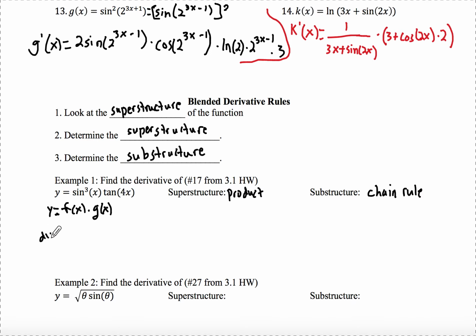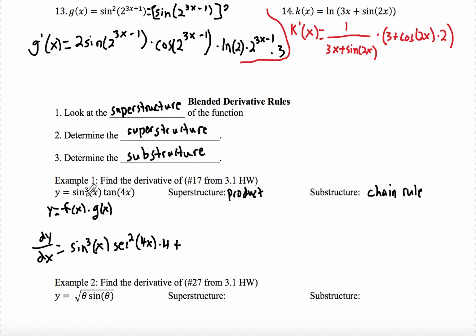So let's do that. dy dx. I notice my superstructure here is something times something else. So I start following the product rule. The product rule says keep the first times the derivative of the second. But like we said, the substructure is a chain rule, so the derivative of tangent is a chain rule. Secant squared, I take the derivative of the outside, keep the inside, times the derivative of the inside. So for my superstructure, I'm doing that derivative rule first, because that's my controlling derivative, the product rule. Keep the first, derivative of the second. The derivative of the second just happens to be a chain rule.